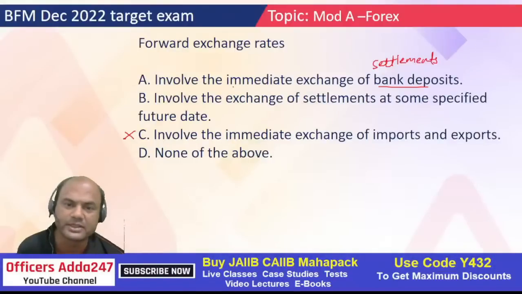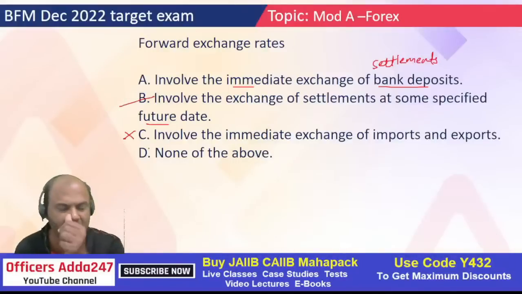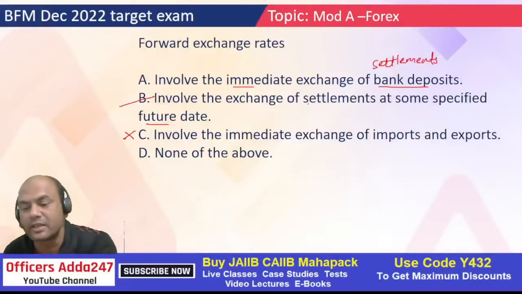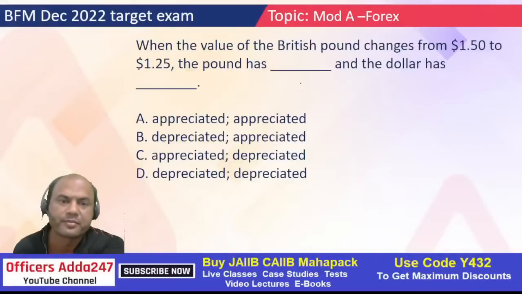Next, involves exchange of settlement at some specified future date, and this is immediate exchange. So either it's immediate or future date. Forward means that. So what is the answer now? A or B? Immediate or future date? The answer is simple, isn't it? B, correct? Because C is out, so it's either A or B. So the answer is B, right? It's not immediate, it's exchange at a future date. Only remember, settlements are exchanged.